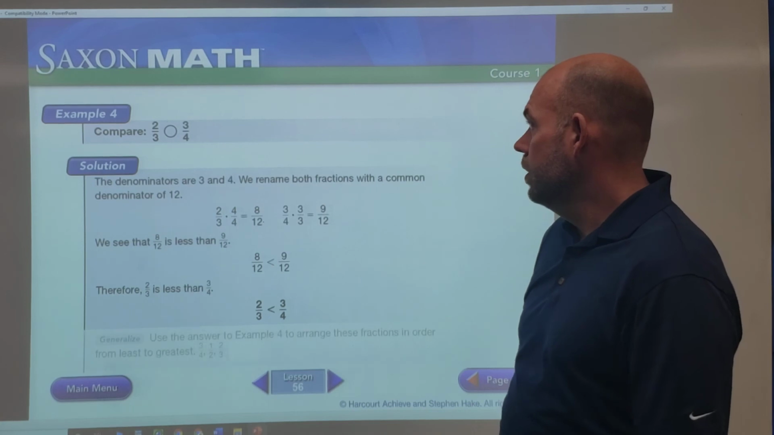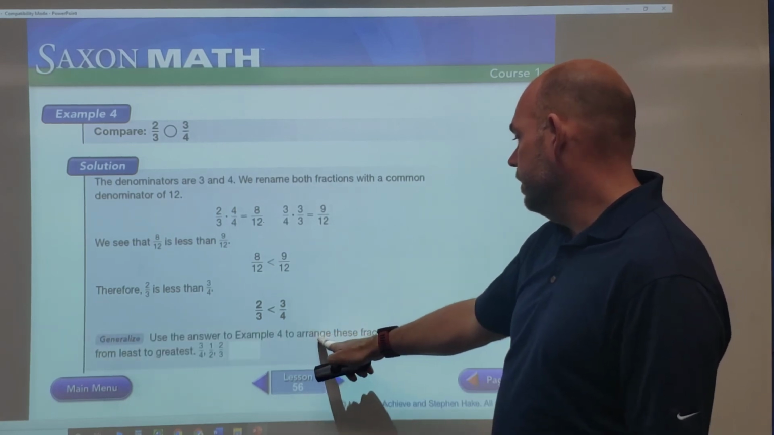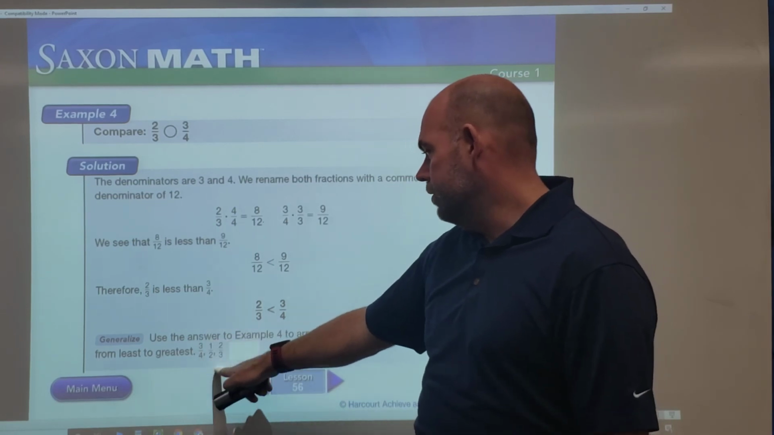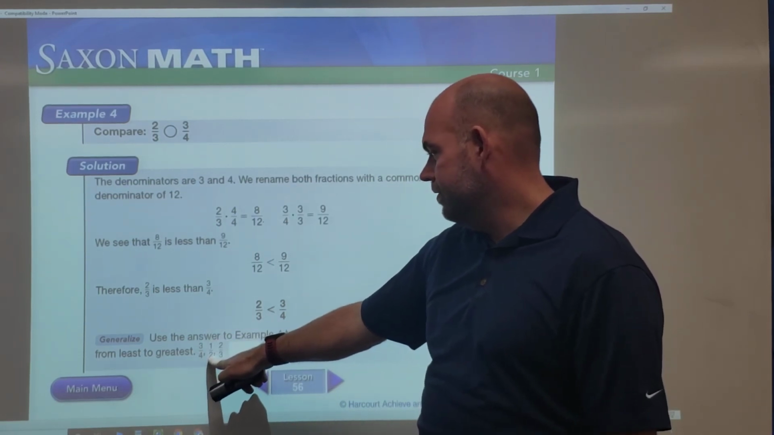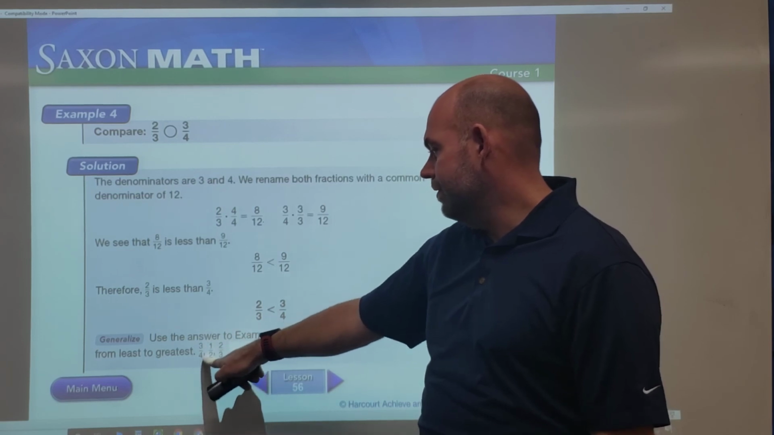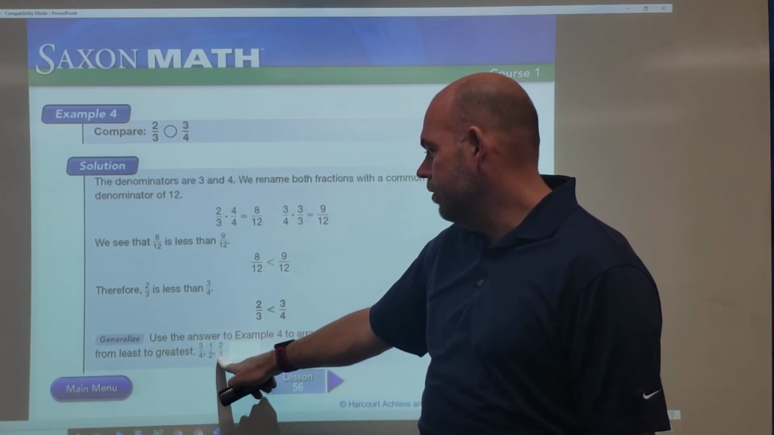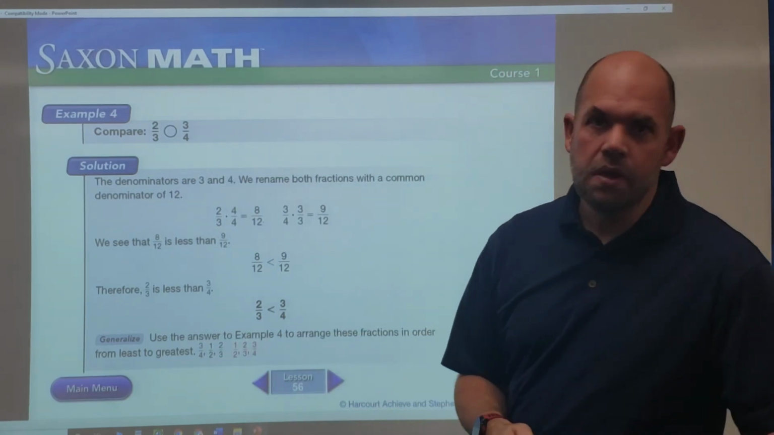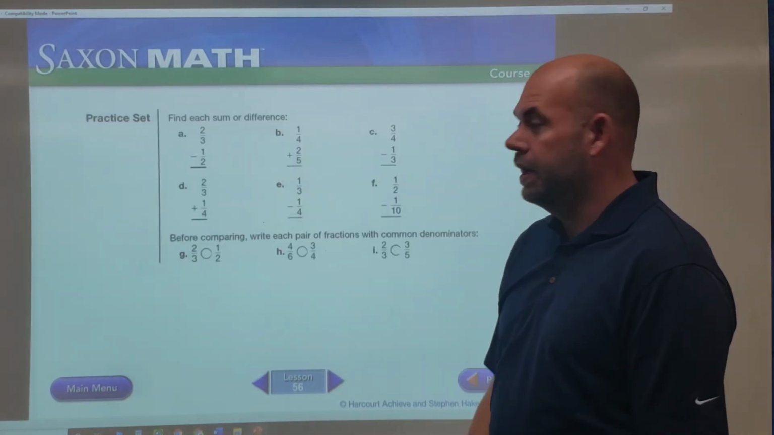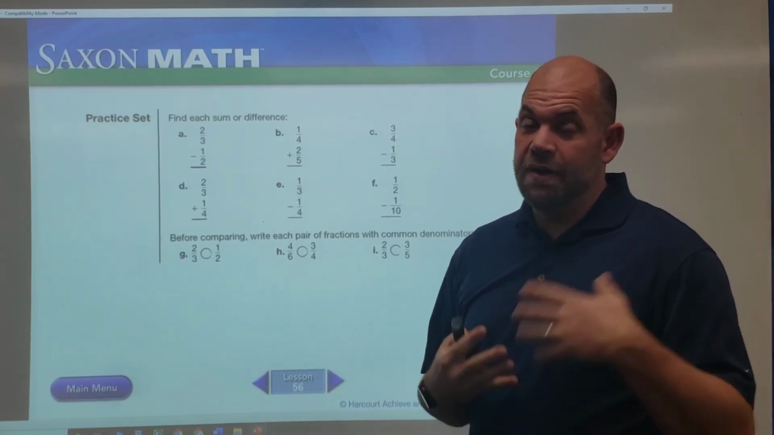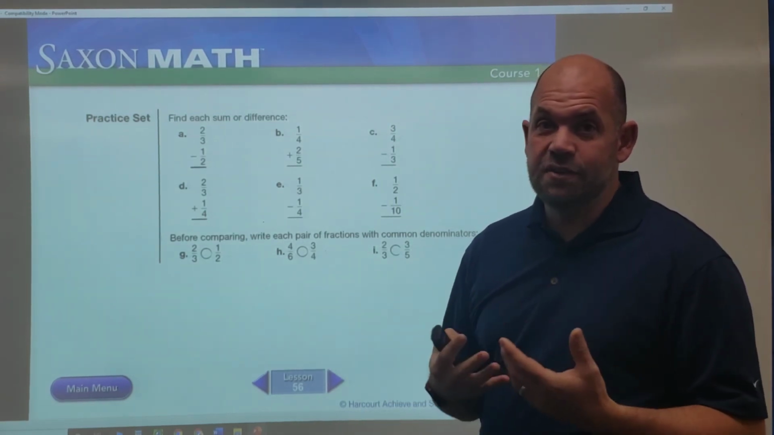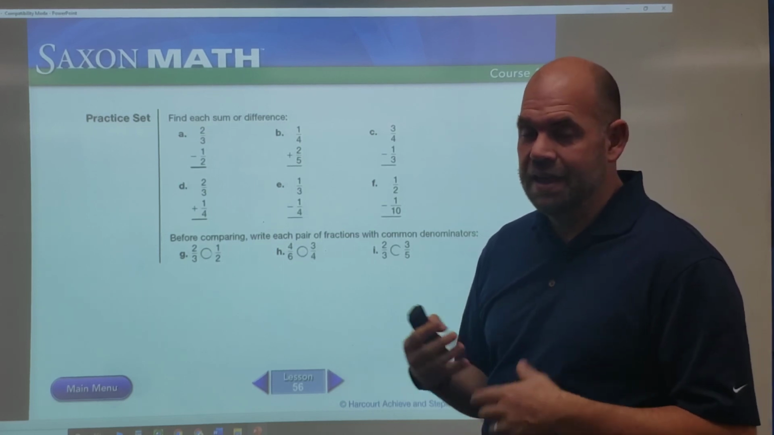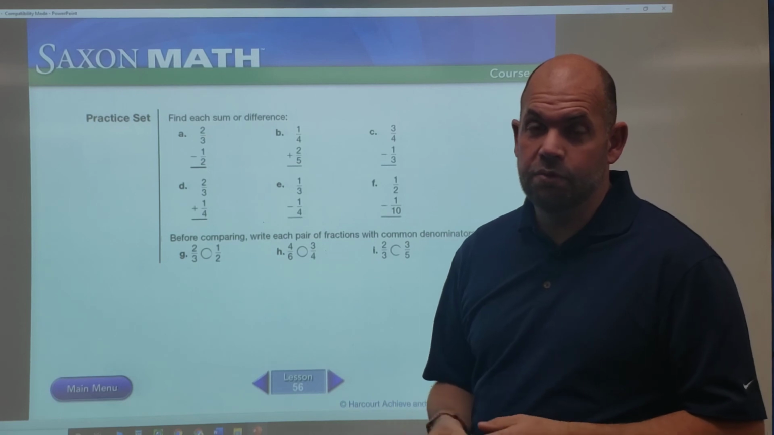That's it. Okay, use the answer in example 4 to arrange these fractions in order from least to greatest. So we can already do that because we know that 1/2 is the same as 2/4, so that's less than 3/4. And we know that 2/3 is less than 3/4, so we go 1/2, 2/3, 3/4. So pretty cool that we can do that now. That's all you're going to practice today, is finding that common denominator by changing those fractions, by finding the least common denominator, and then you can compare which one's greater or less than.